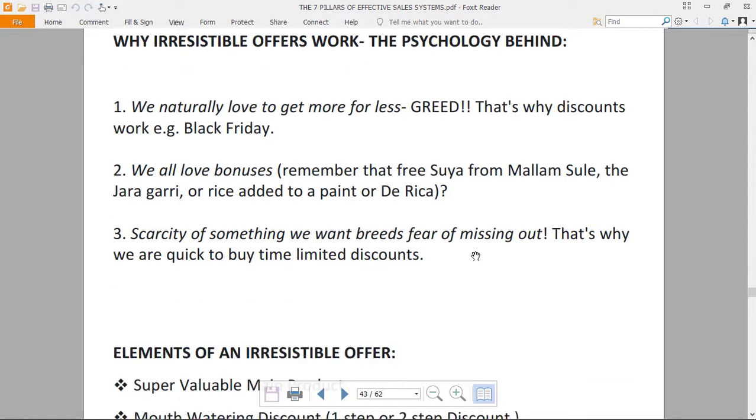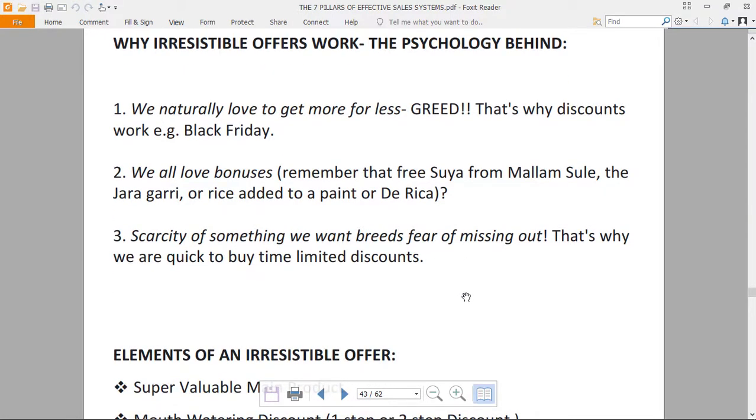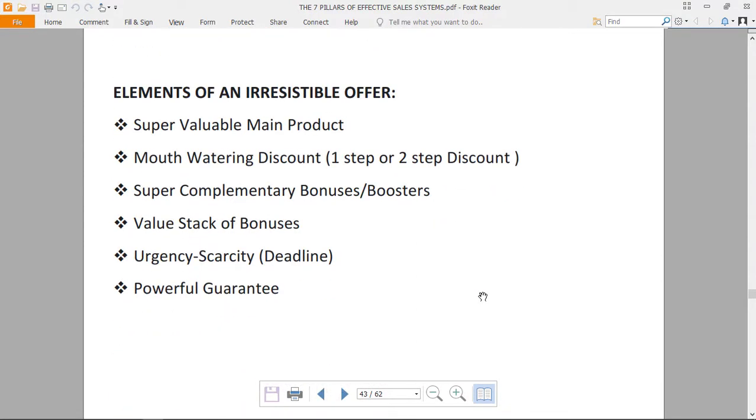Now, what are the elements? When you want to engineer an irresistible offer, what are the components that must be present? Number one, the main product must be super valuable by itself. If you're writing a book, or putting together maybe a physical product, based on your research of the market, your understanding of your customer, and your understanding of the most important problems they are having, your product must be created to attend to those needs. So it must be valuable. It must be very valuable. It must be intrinsically valuable by itself.